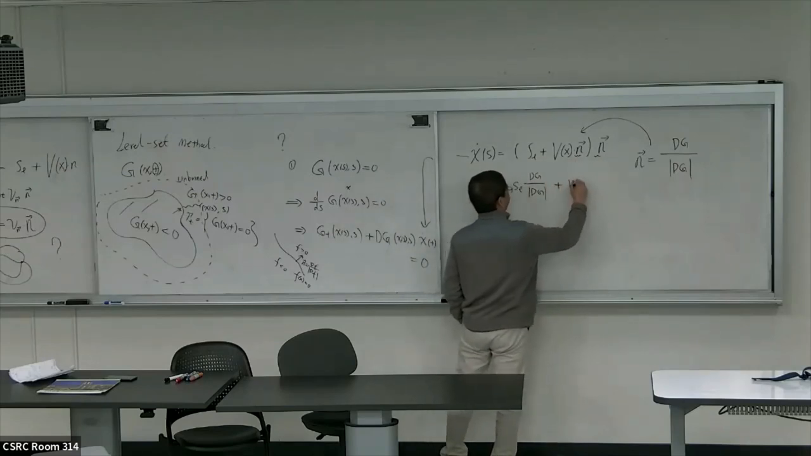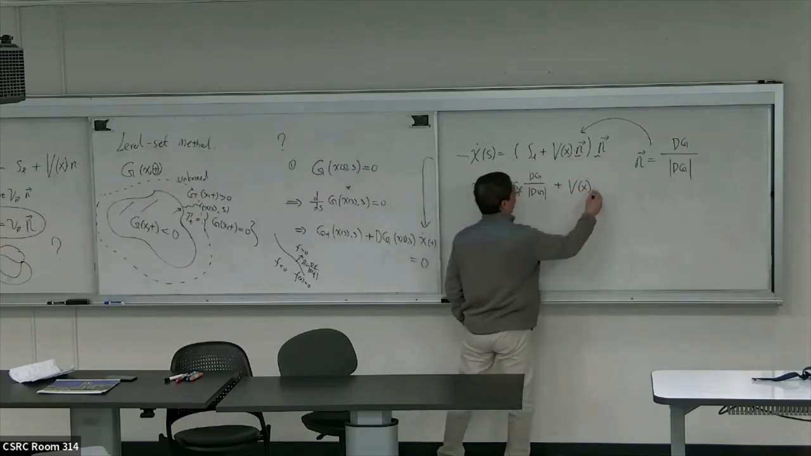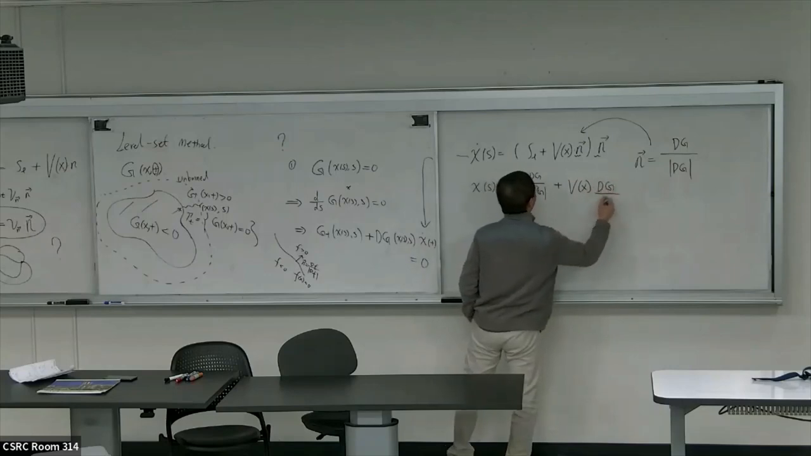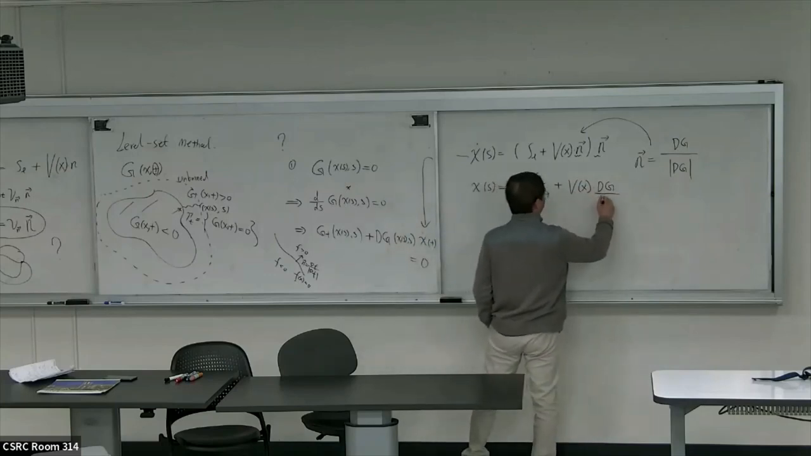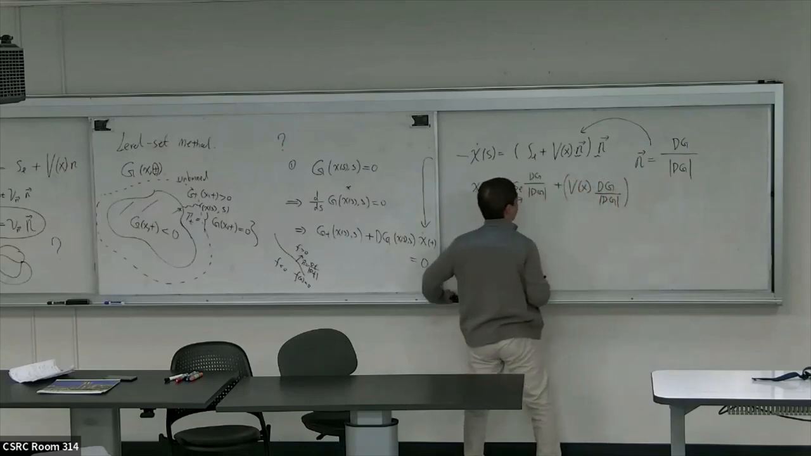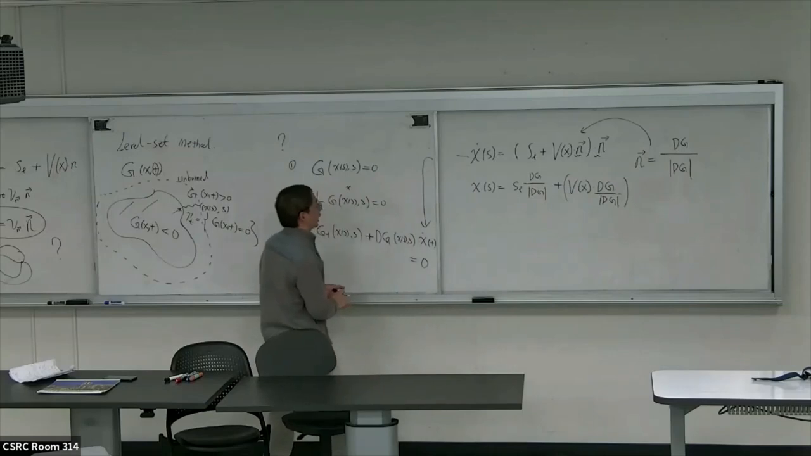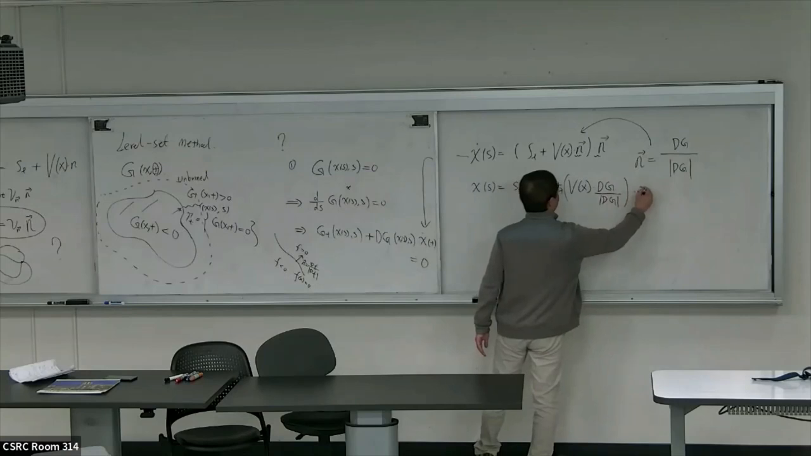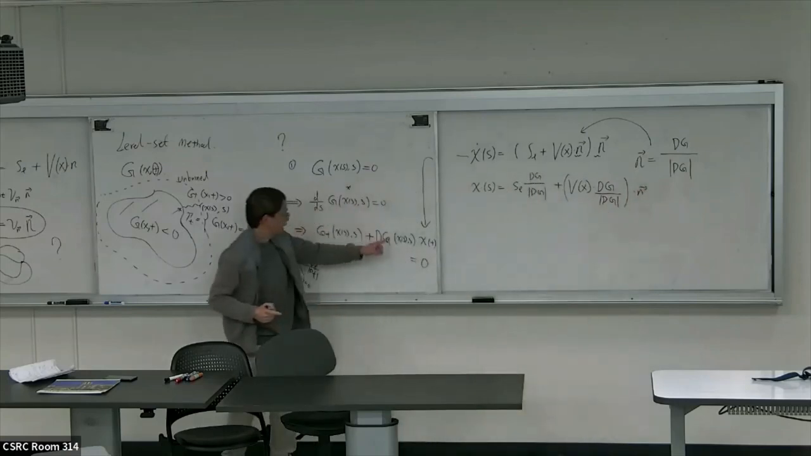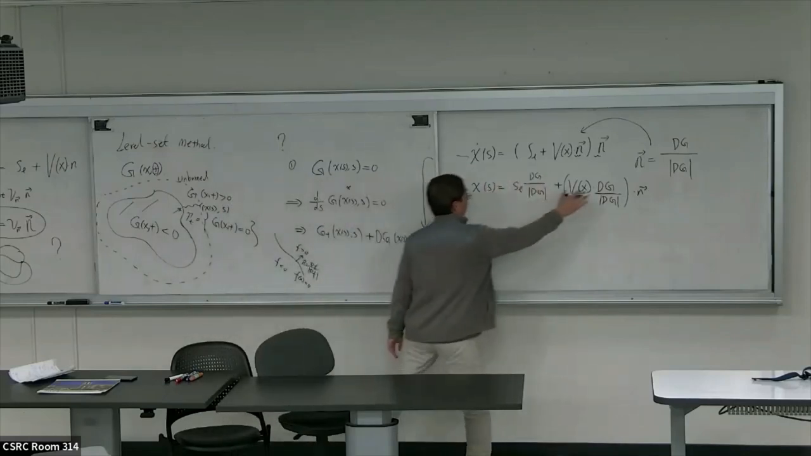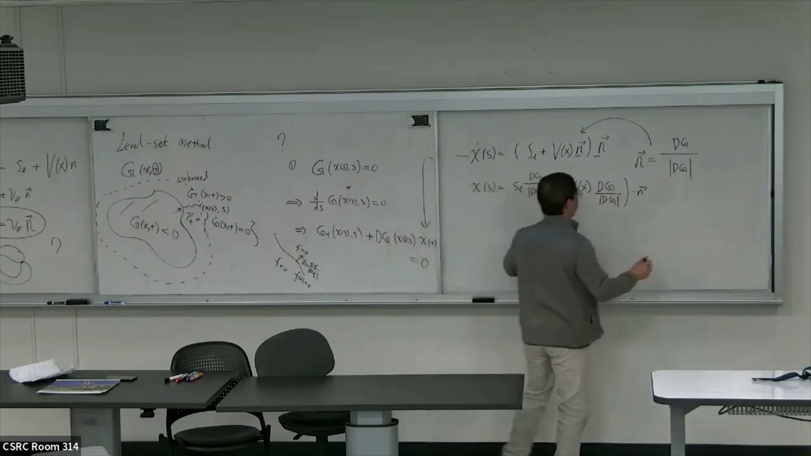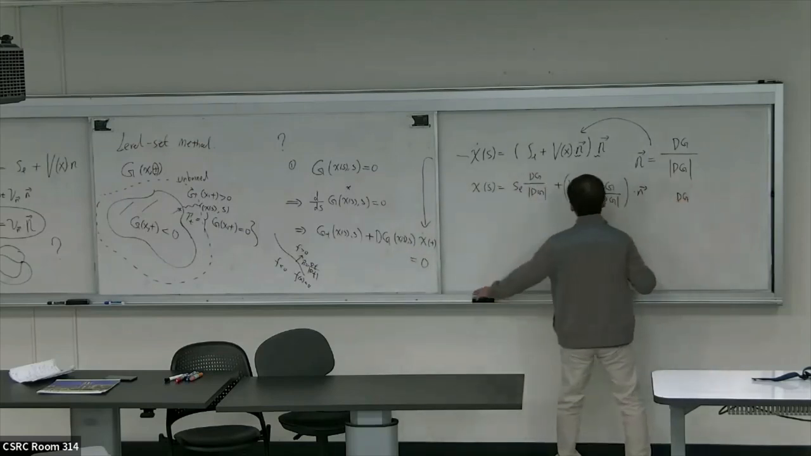And here you do it again. So this will just be plus V(x) dot the gradient of G, and like that. So that's what we have, times this normal vector. Now just plug this back in here. I take the dot product with this. The only thing you use is the gradient of G, just use the vector.